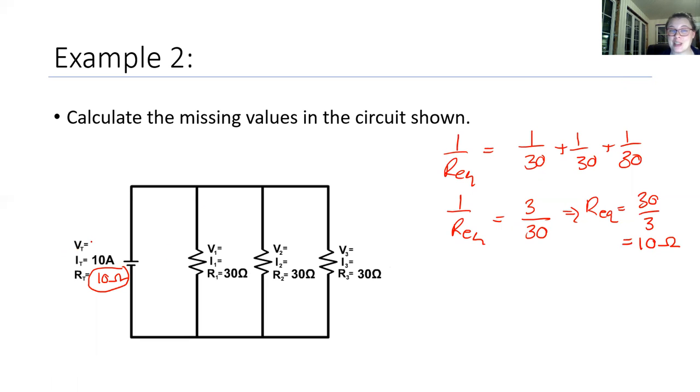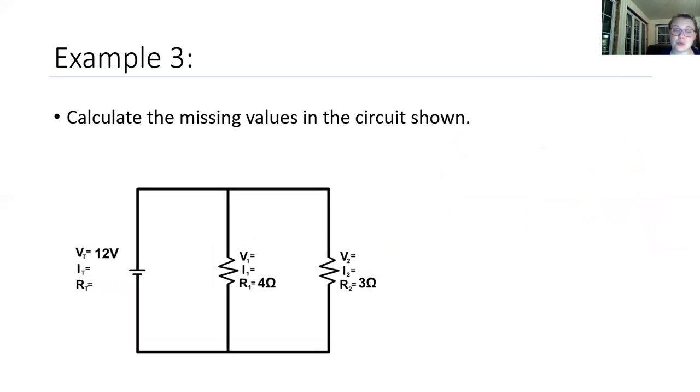to a person. If we want to know voltage, voltage is going to be equal to current times resistance. So 10 times 10 gives me 100 volts. Voltage is the same everywhere. Since voltage is the same everywhere, 100 divided by 30 gives me current, which is 3.3 amps everywhere, because each resistor happens to be the same. And it's only because each resistor happens to be the same.